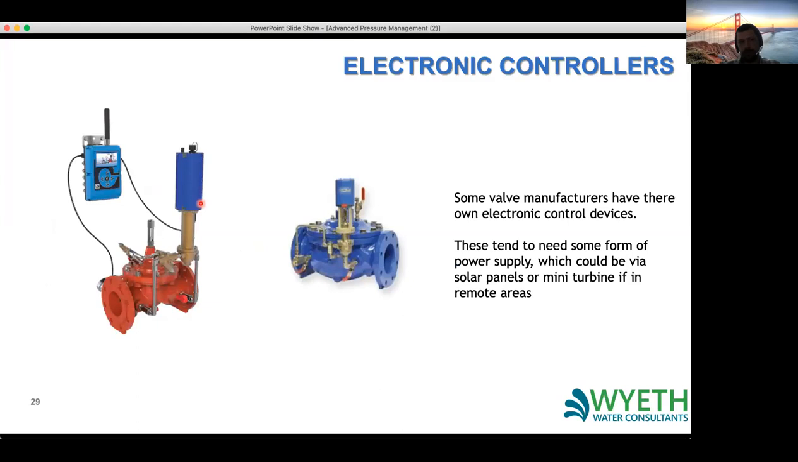And there are a few different devices that can be out there. One of them is like an actuator. So I'm sure people have seen actuators on butterfly valves and gate valves where it's turning the device.